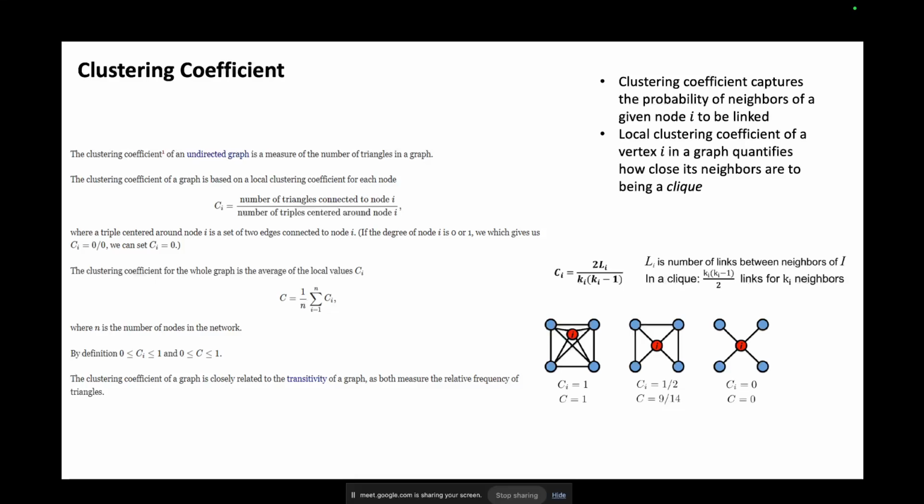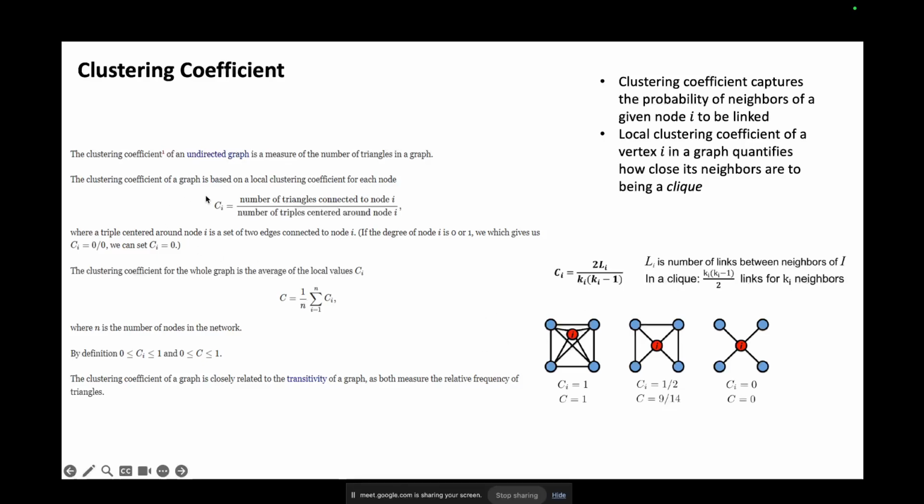So intuitively, you can think of the clustering coefficient as a measure of the density of a graph. How dense is the graph? How well are the nodes connected inside a particular area of a graph? That is what the clustering coefficient gives you. So it is defined like this.